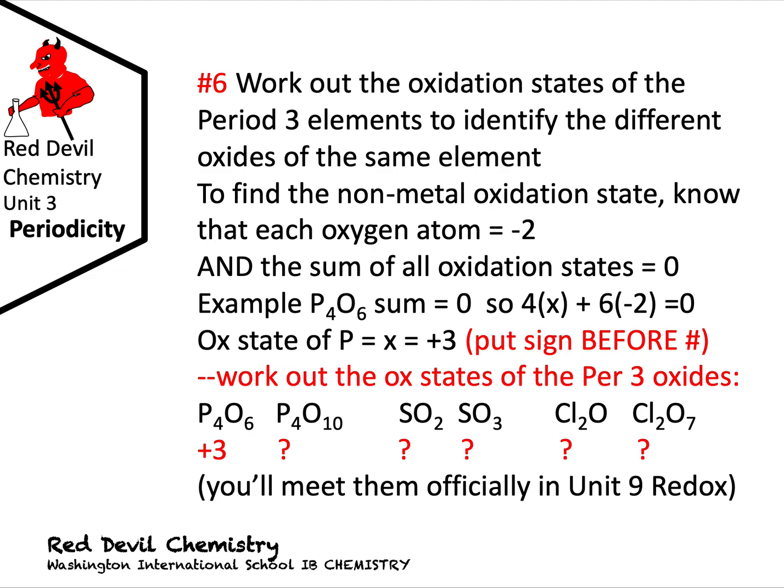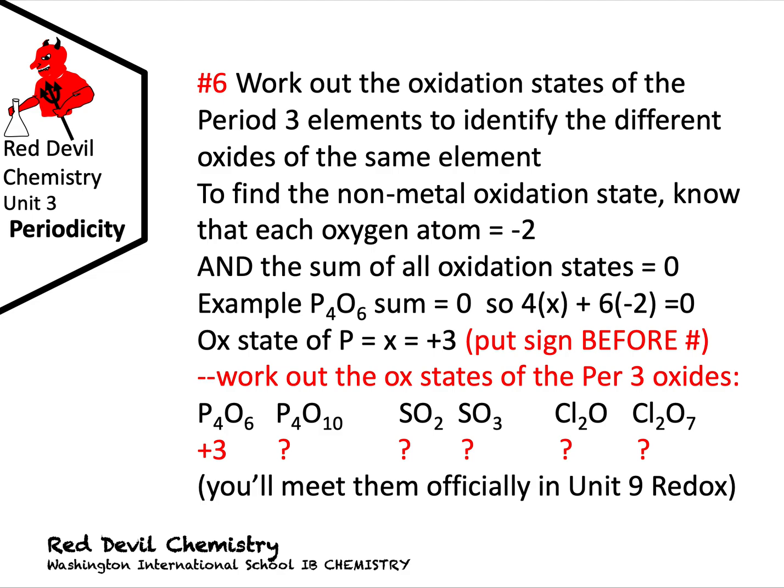than one oxide, as we saw 2 structures for the same period 3 element, and we're going to work out oxidation state. So read through this, then pause it to work out where the question marks are. So you'll be doing this officially in Unit 9, so about a year from now, but it's a good idea just to foreshadow what's happening.